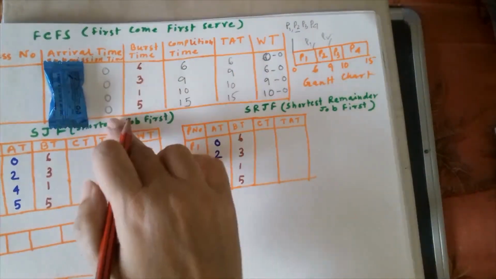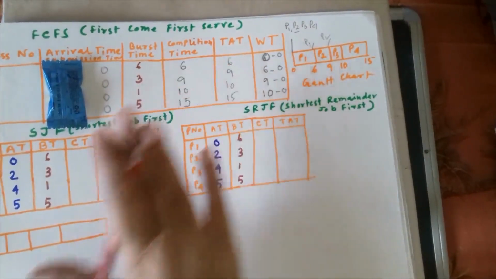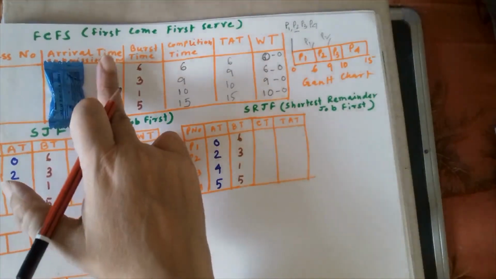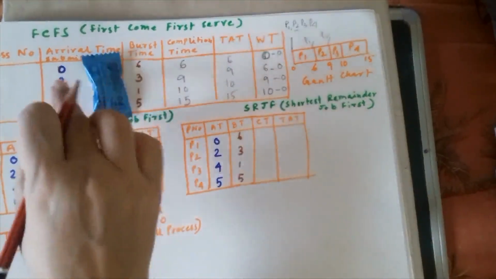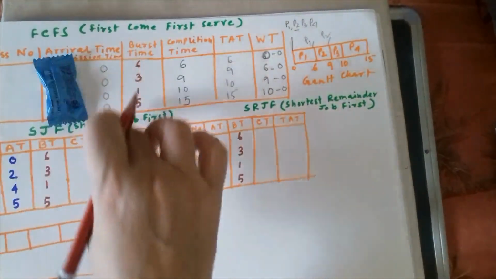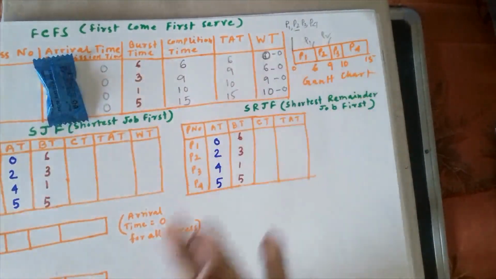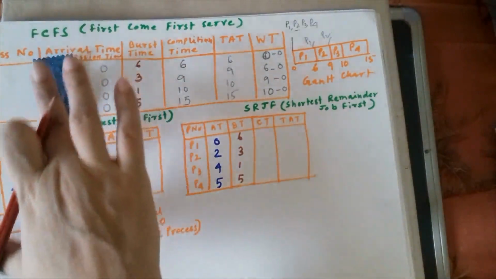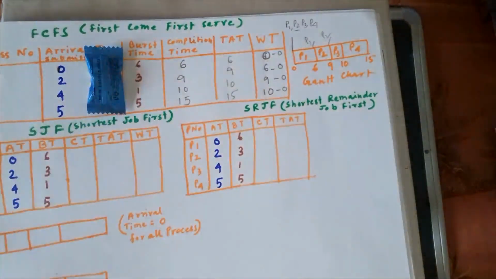Why have I taken it as 0? Because it is the first problem. If I consider arrival time, it will be a problem. Next thing is, in your exam, they may give arrival time like that, or they may give arrival time 0. So for FCFS, there are two types of problem that can come. One is arrival time 0 and the other is where some arrival time is given. Only these two types of problem are possible for FCFS.